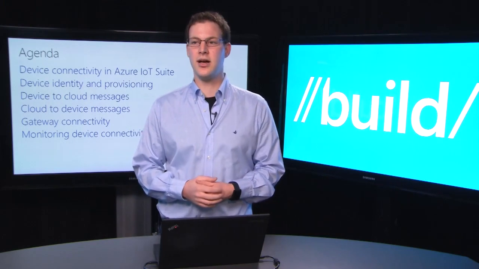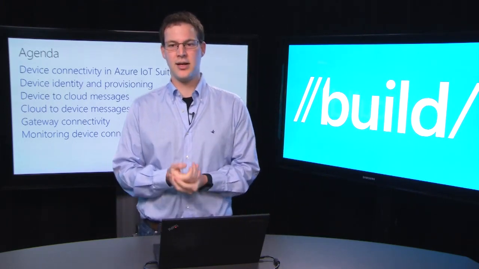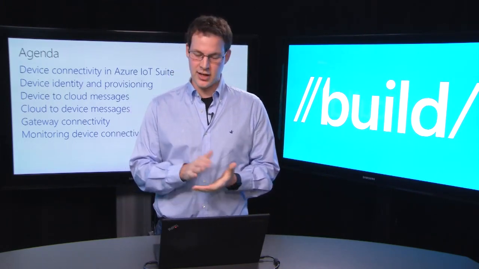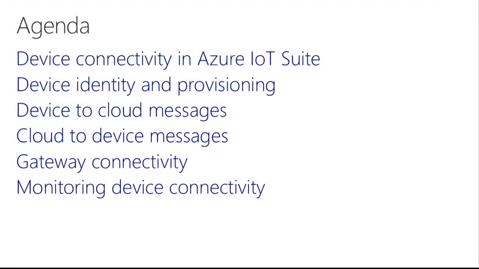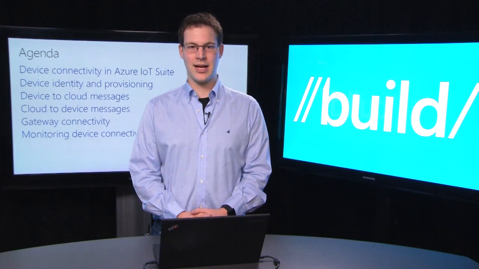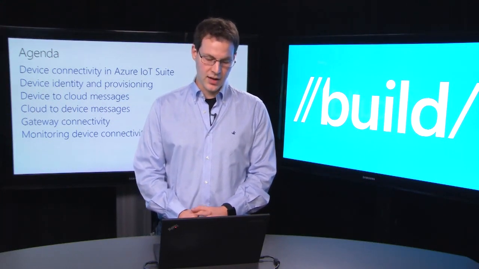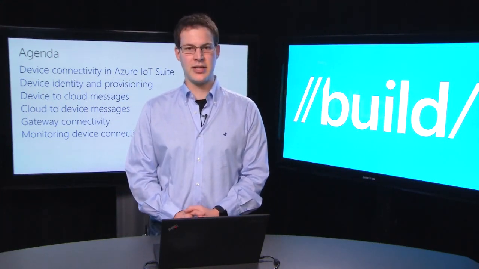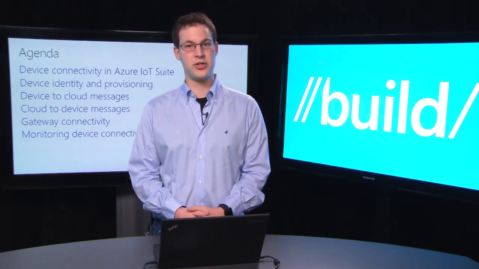Before we start going deeper in the agenda, let's see what the talk is going to be about. We're going to start by introducing device connectivity in the Azure IoT Suite. Then we're going to talk about device identity and provisioning. And then we're going to go on to device-to-cloud and cloud-to-device messages. Then we're going to talk about gateway connectivity and monitoring this connectivity, which is very important.